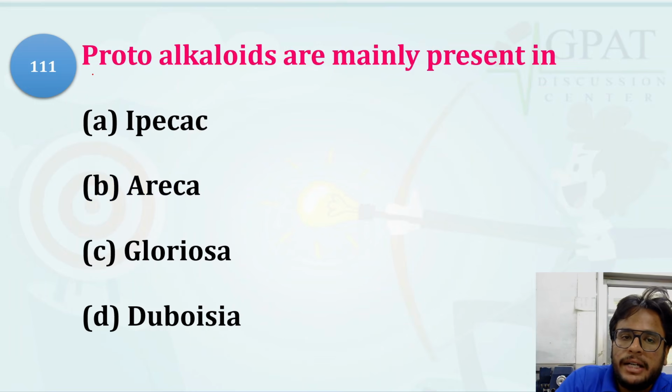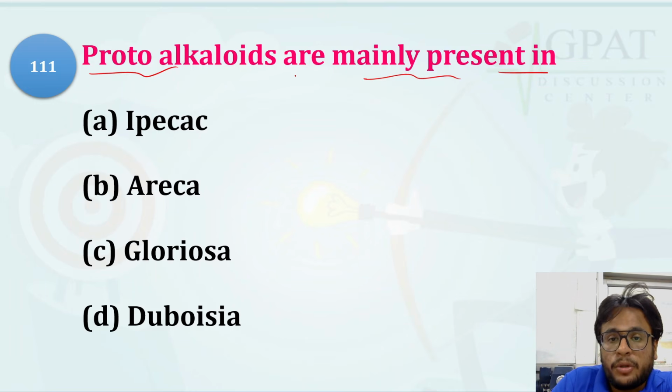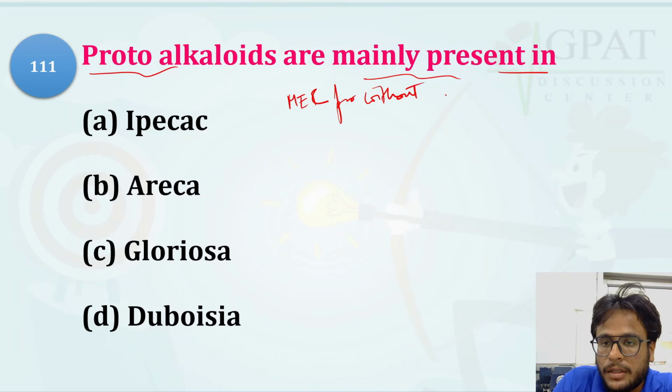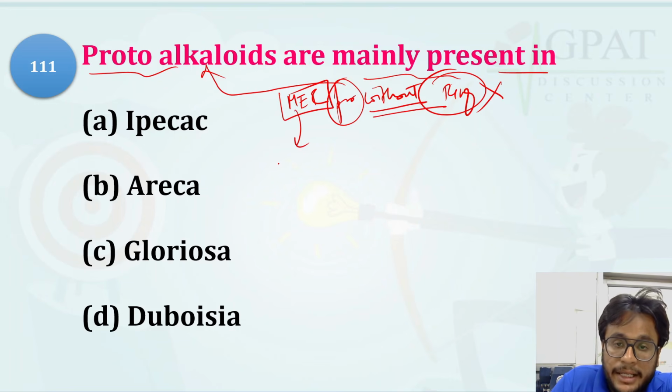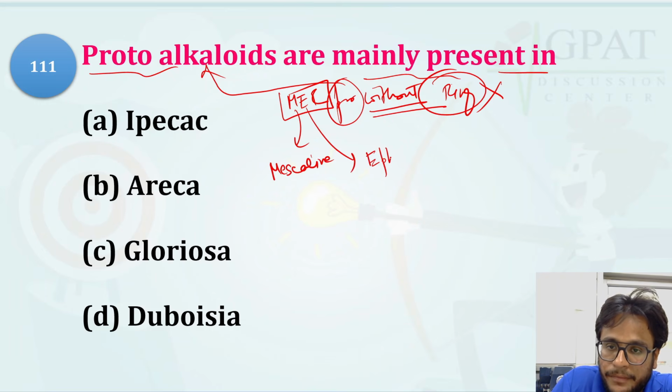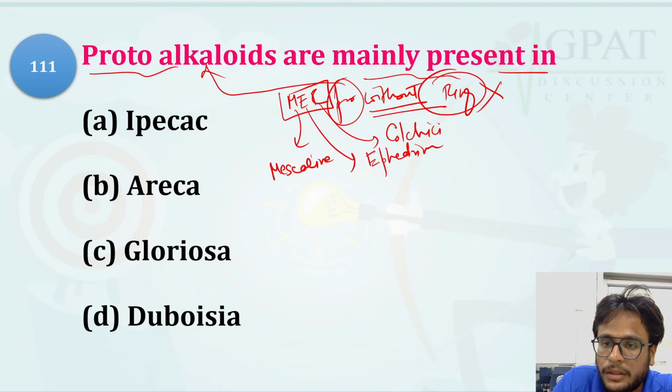Moving towards our next question: the protoalkaloid is mainly present in. The protoalkaloids are the alkaloids we remember by the trick MEC pro, without ring. So they do not contain a nitrogen containing ring in them, because it is indicating without ring. Pro is mainly indicative of protoalkaloid. M is indicative of mescaline, E is indicative of ephedrine, and C is indicative of colchicine. So they are asking what plant belongs to that category.